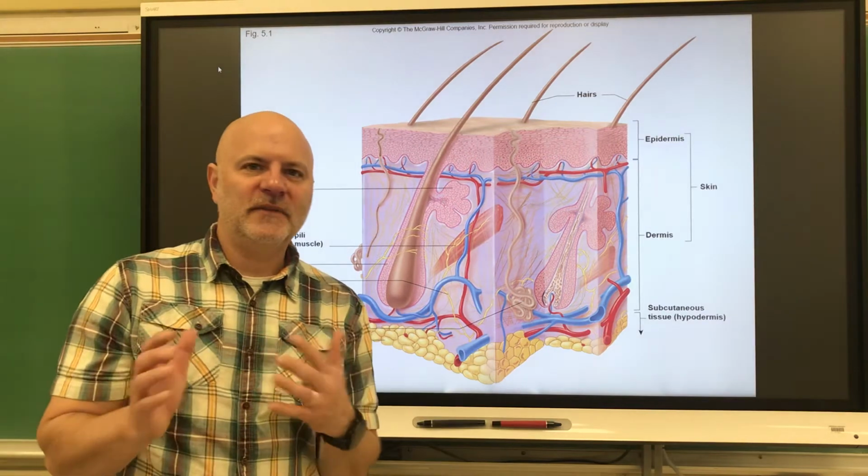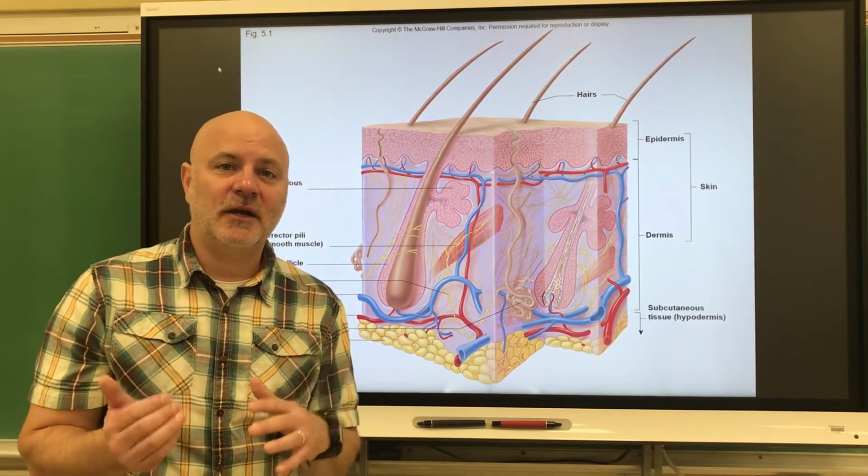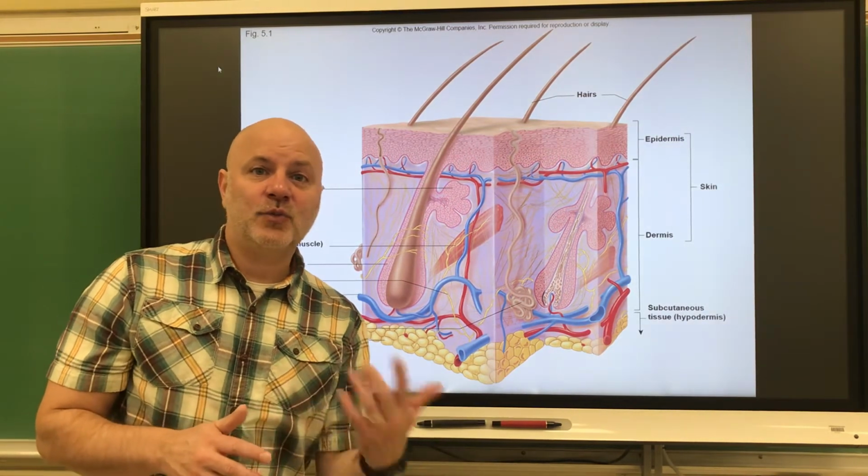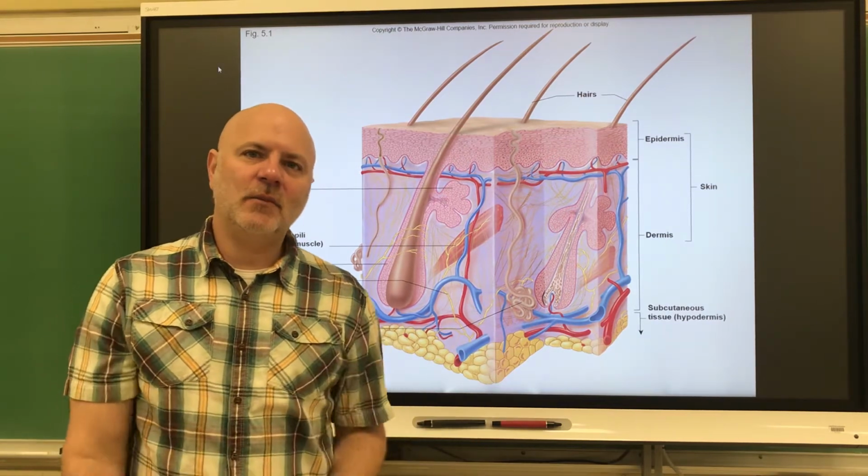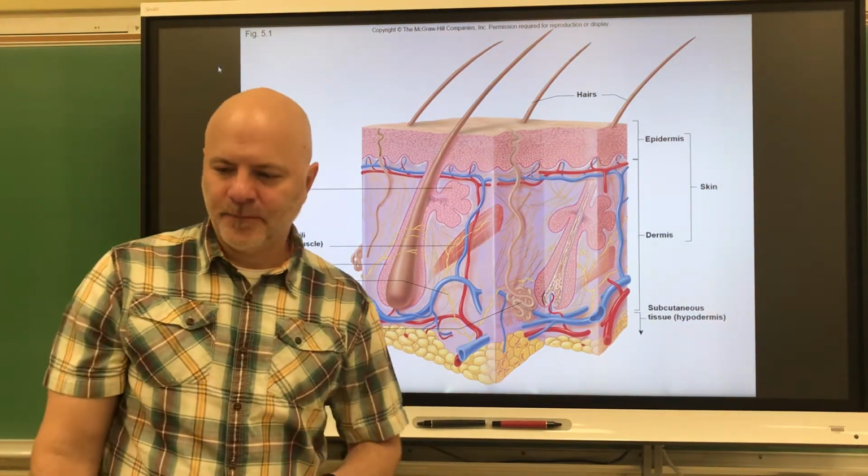Humans had a reduction in hair on our body because it helps our evaporative cooling. We sweat more easily and lose heat more easily having less hair on our body.